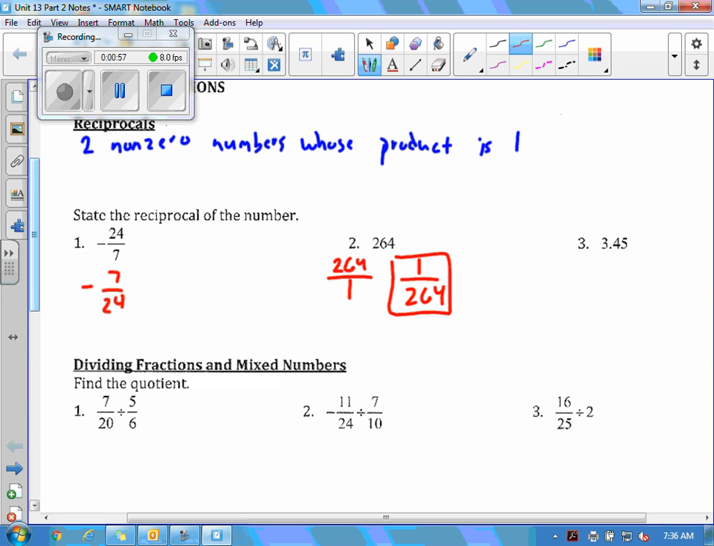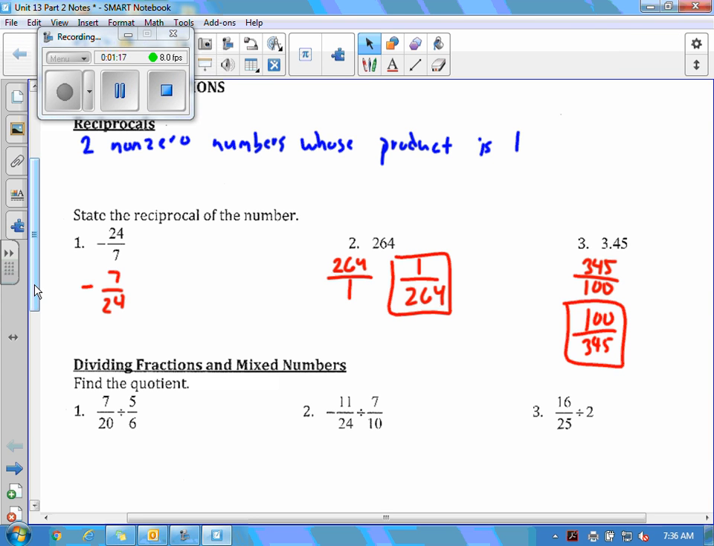For number 3, I have 3.45. So that's 3 and 45 hundredths. That means I can write all of that over 100 as my original fraction. So then the reciprocal would be to flip that. So it's 100 over 345. We cannot have a reciprocal if we have a mixed number, so make sure you don't make that a mixed number.